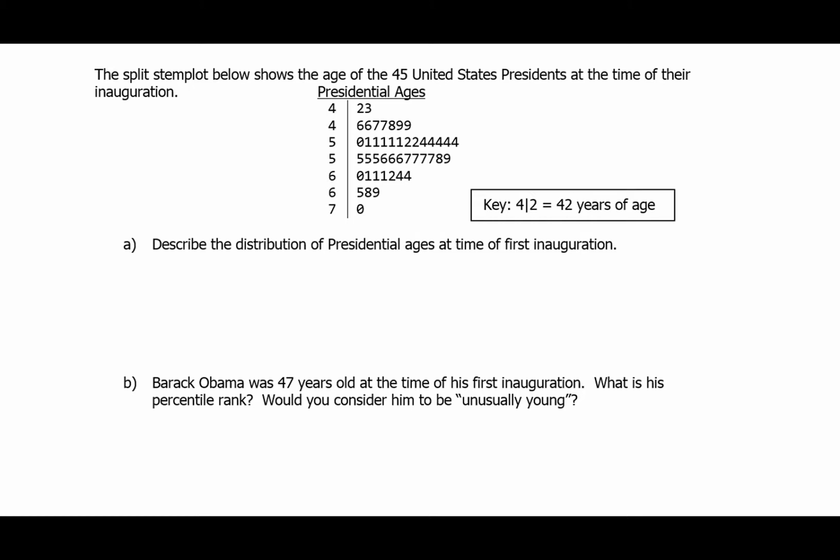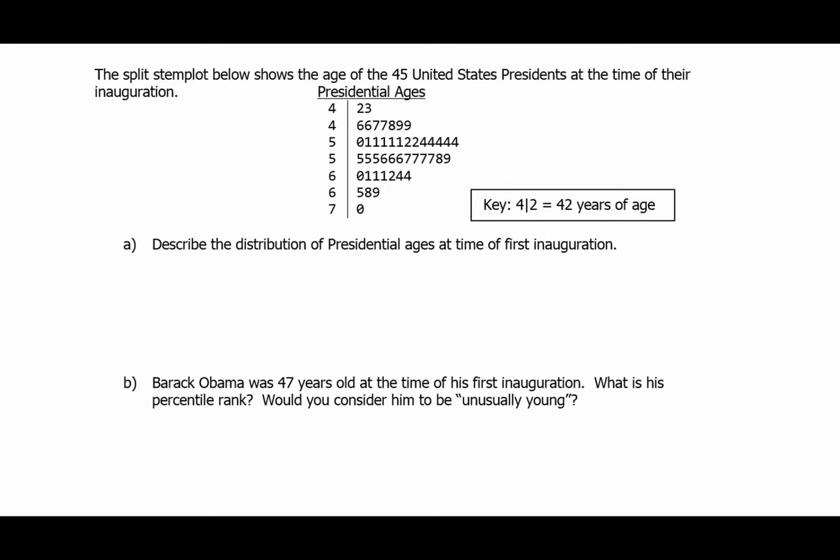Next, we're going to look at presidential ages. Once again, another stem plot. So I'm just going to verbally describe some things from this using our SOCs. This graph would be roughly symmetric. We're centered around 50, in the 50s for the age. It has a spread of about 28 years, and it doesn't appear to have any outliers.